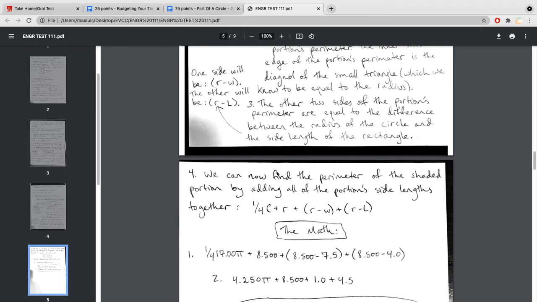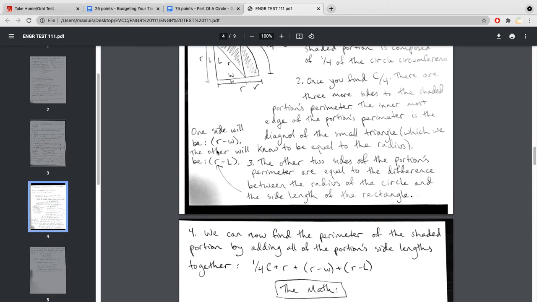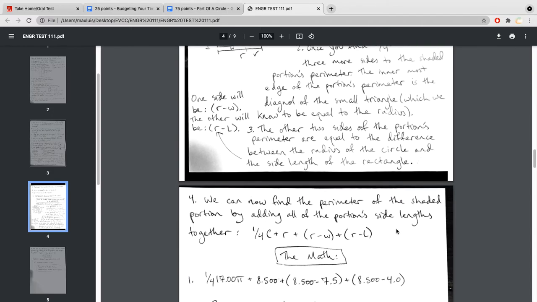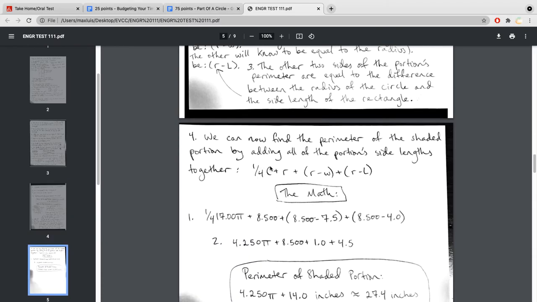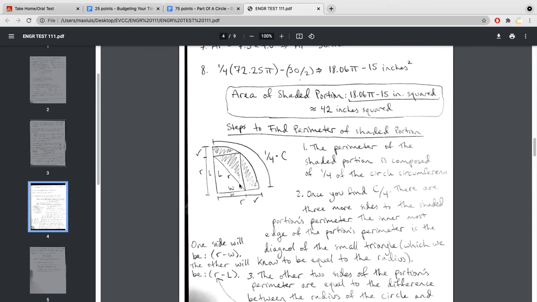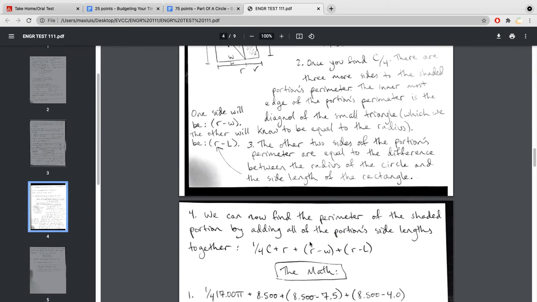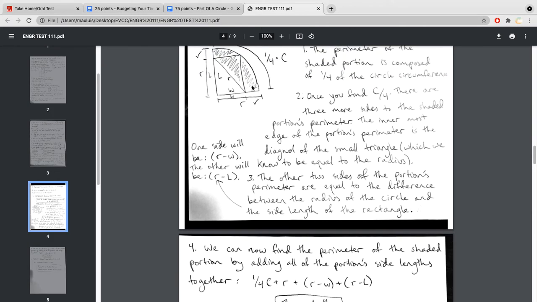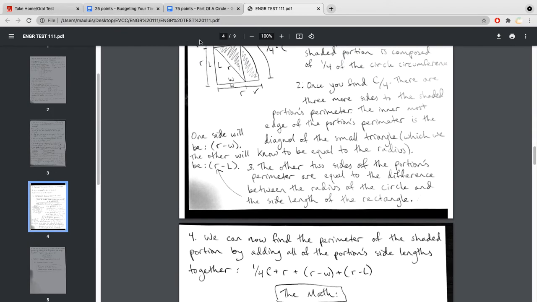Now that we have these equations, we can set up an overall equation to find the perimeter of the shaded portion. So we have 1/4 of the circumference right here, plus the radius right there, plus the radius minus the width of the small rectangle, which is right here, and radius minus length right there.